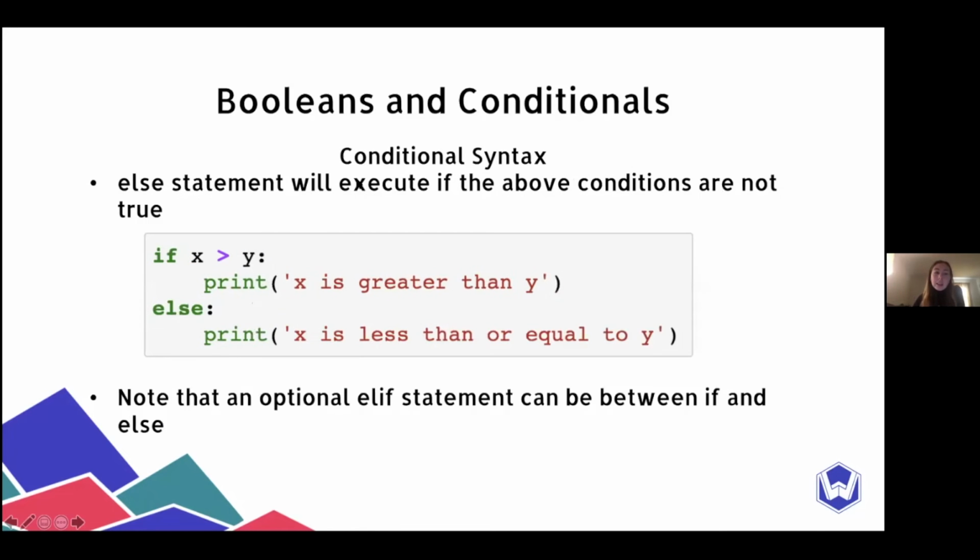And then finally, there is an else statement. Essentially, if the previous if statement was not true, or anything before it, you could have many elif statements before it, and they were not true, then it will do that else statement. So anything that's within that else statement happens if the previous conditionals were not true.